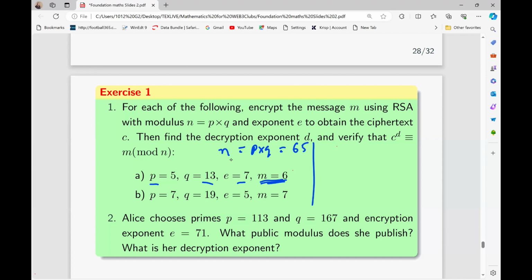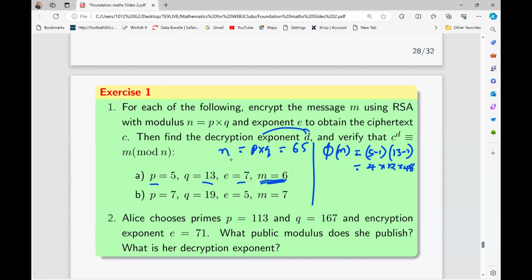Now the other thing you're supposed to get is phi of N, because the question is find D. How do you find D? You require phi of N. Phi of N is 5 minus 1 multiplied by 13 minus 1, which is 4 times 12, which is 48.